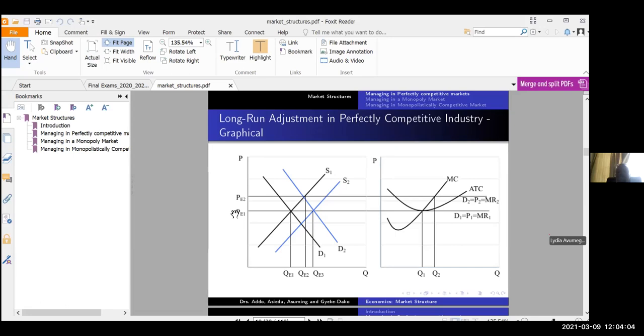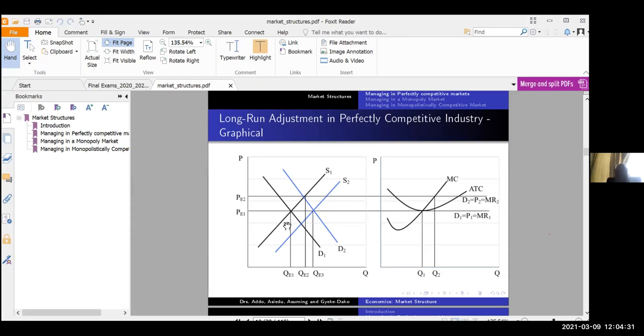That is the price. There's no demand change, okay? And at that PE1, firms are just covering, so if you map it to the firm, it is just covering the average total cost. So the price PE1 exactly equals the minimum of the average total cost, okay? Even if you're efficient, the minimum of the average total cost exactly equals your price, okay?